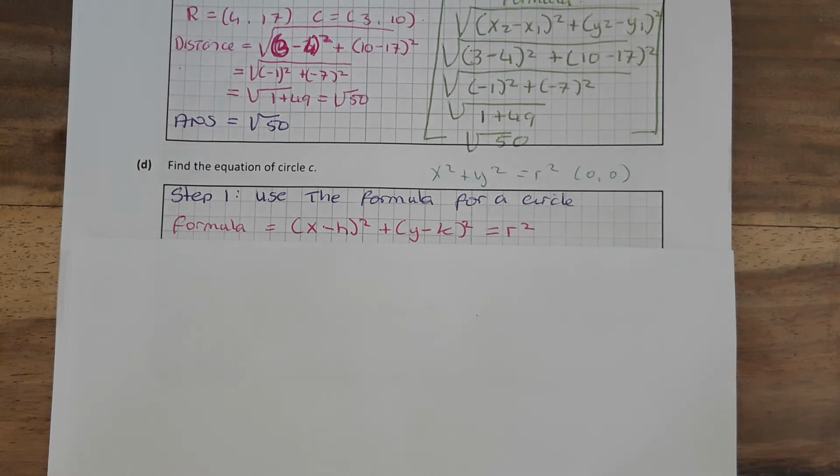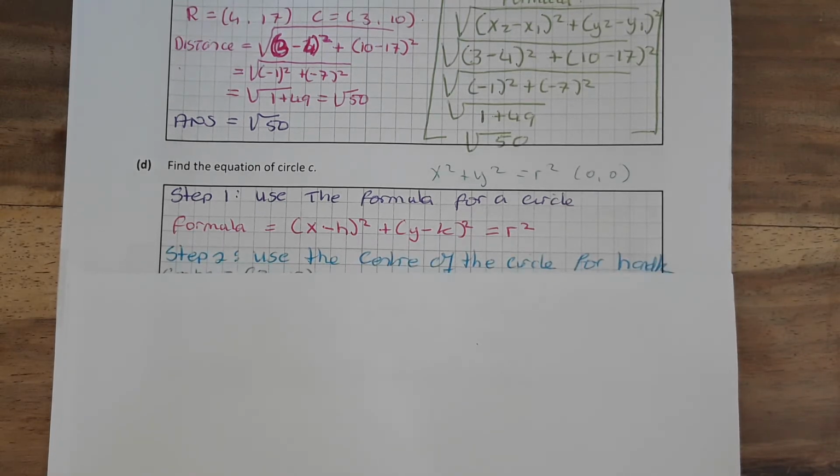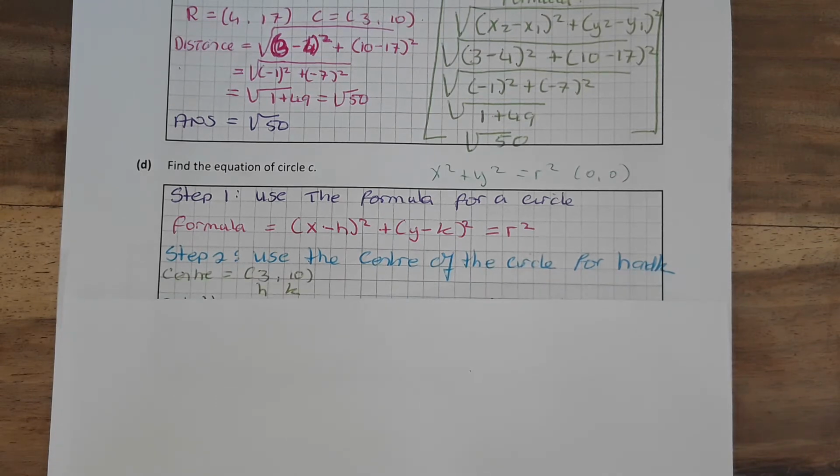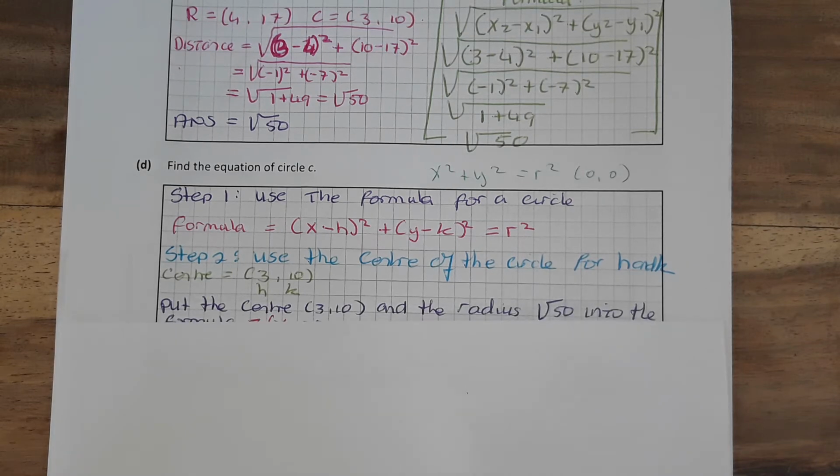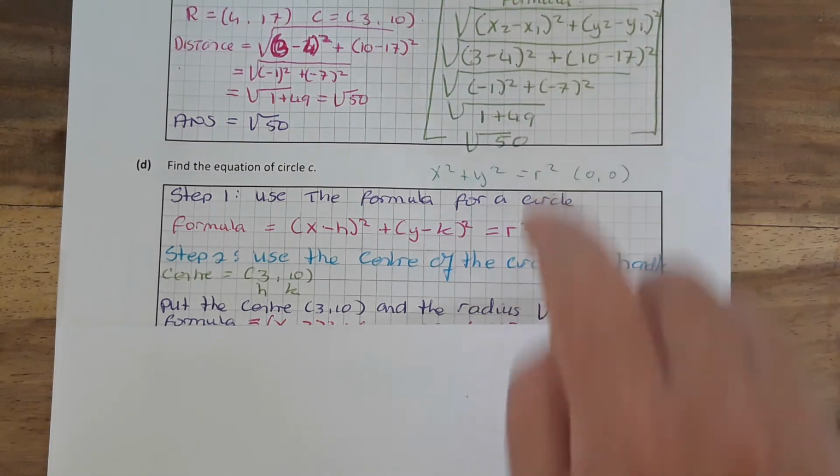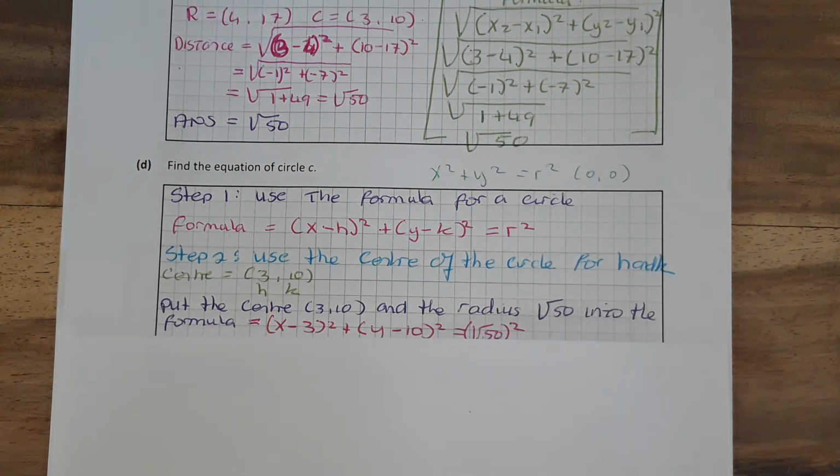So you're going to use x minus h squared plus y minus k squared equals r squared, where r is the radius. So use the centre of the circle for h and k. Okay, so your centre is 3, 10. So h is 3, k is 10. Put the centre, 3, 10, and the radius, the square root of 50, which we worked out up here. Put those into the formula.